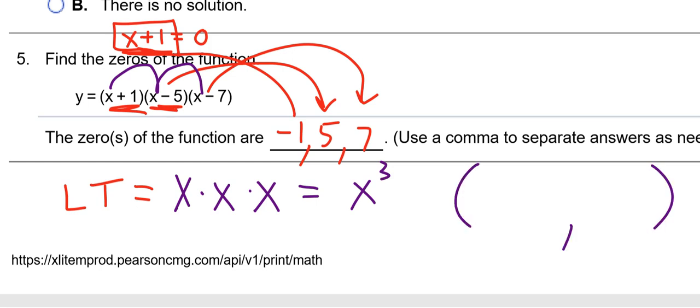If you know that's the leading term, make your decision. Up, down, and all that good stuff. Make your decision. Look at your leading coefficient. Look at your degree. Make your choice. Question five.